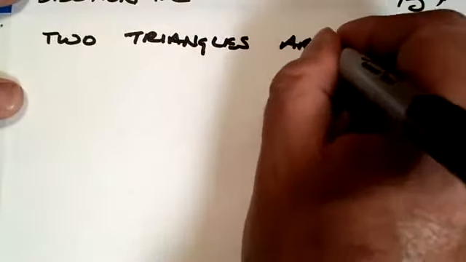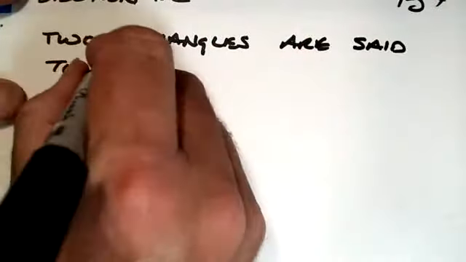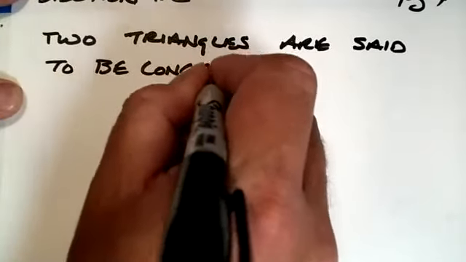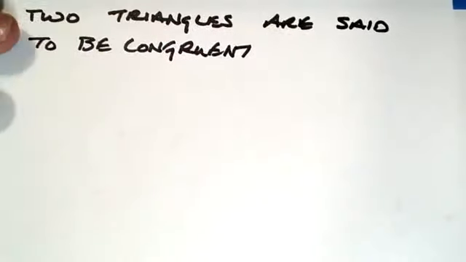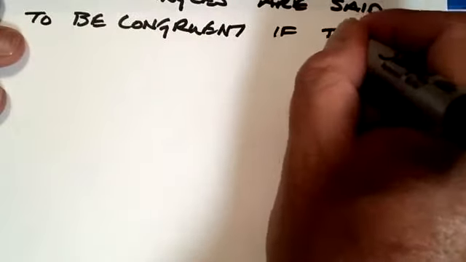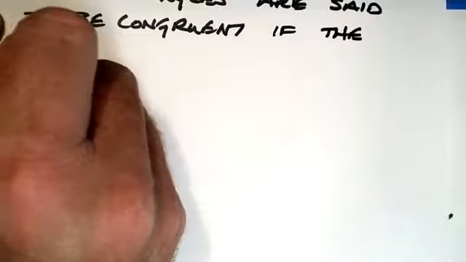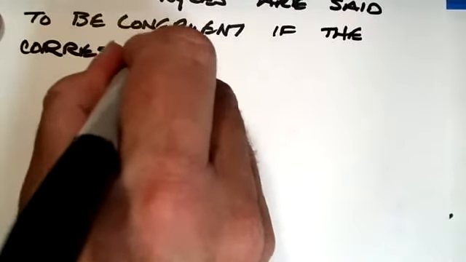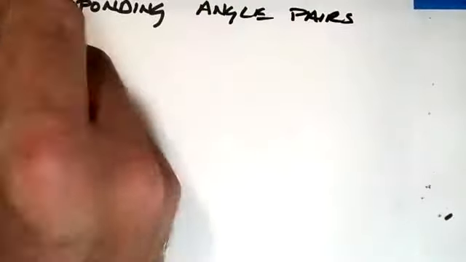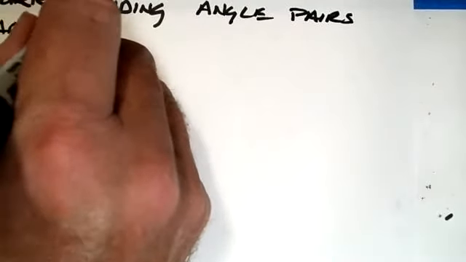Two triangles are said to be congruent if the corresponding angle pairs are equal, and the corresponding sides are too.